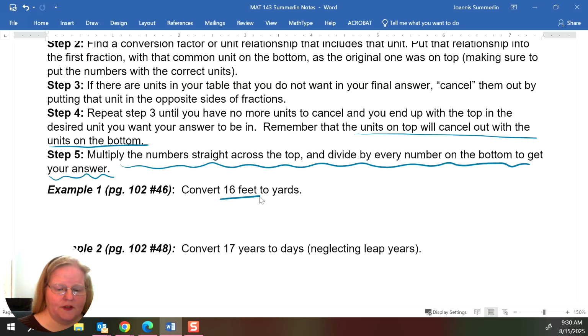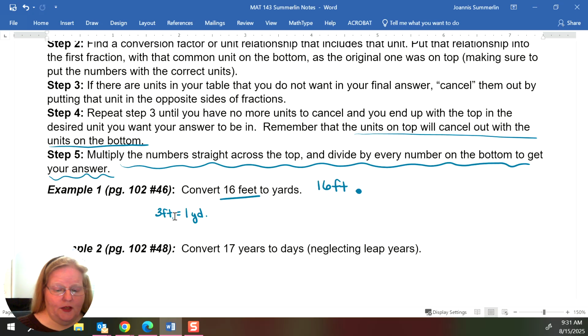We start out with the 16 feet. That's information they gave you. So we're going to go ahead and write down our 16 feet. Now the question is, I'm going to put my multiplication sign because we're going to have to multiply. What do we know about feet and yards? What do you know about feet and yards? Well, I happen to know that 3 feet is equal to 1 yard. That's something that I know by heart. If you don't know it by heart, you need to make sure you put it on a card.